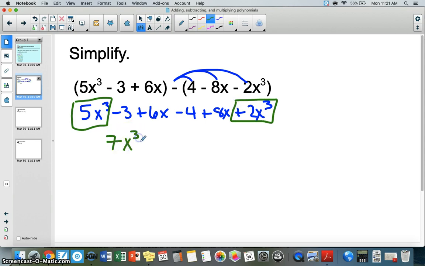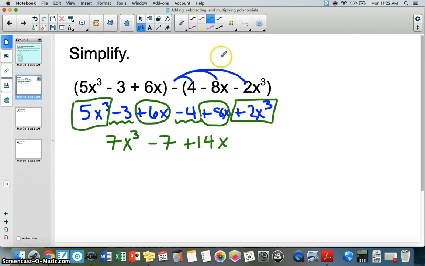X to the third power stays. Okay, I don't add those exponents here. Then I have a -3 and a -4. So I would do -3 minus 4, which is a -7. And then my last like terms are this 6x and positive 8x. And when I add those, that gives me 14x.